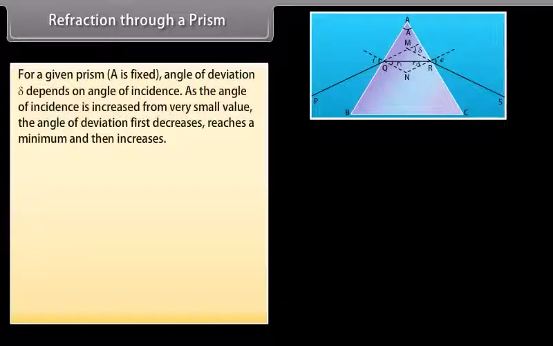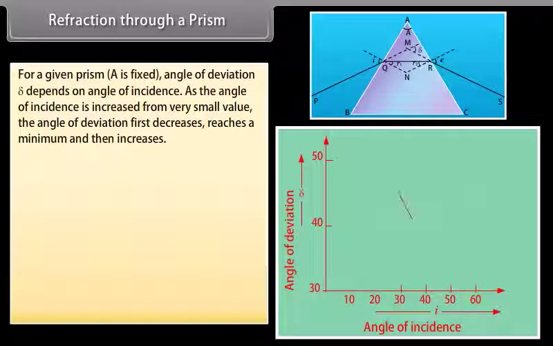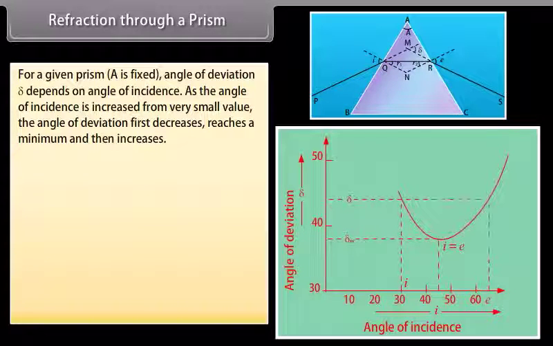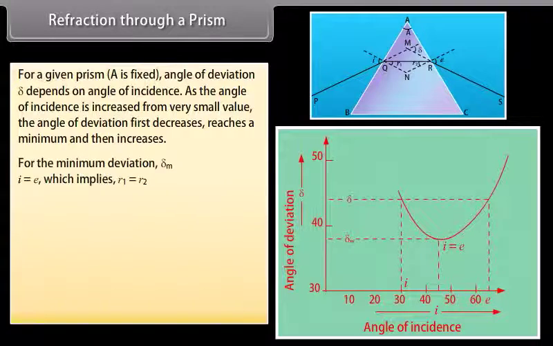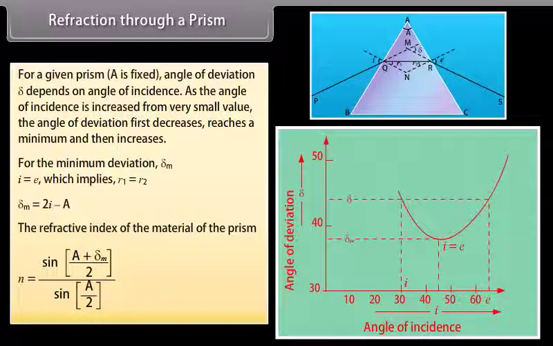For a given prism, A is fixed, and the angle of deviation delta depends on the angle of incidence. As the angle of incidence is increased from a very small value, the angle of deviation first decreases, reaches a minimum and then increases. For minimum deviation, i is equal to e, which implies r1 is equal to r2. Delta minimum is equal to 2i minus A. The refractive index of the material of the prism, n, is equal to sine of (A plus delta minimum) by 2, divided by sine of A by 2.